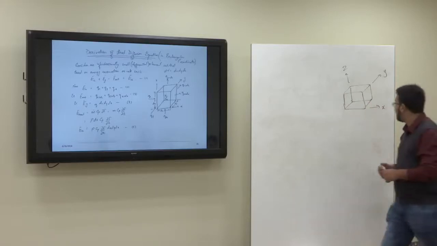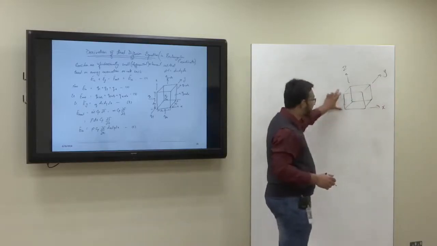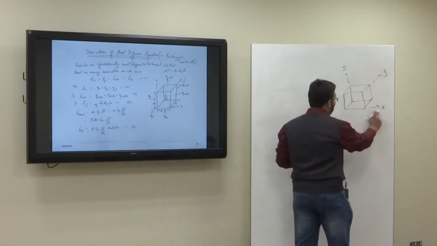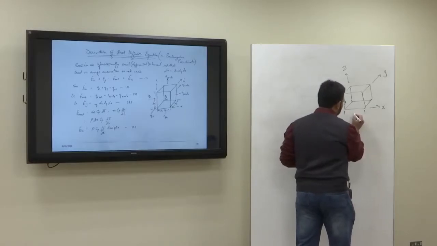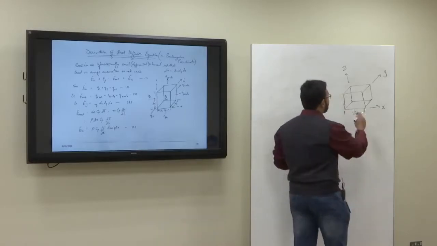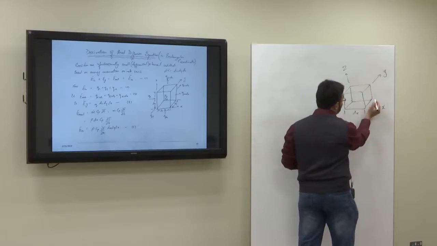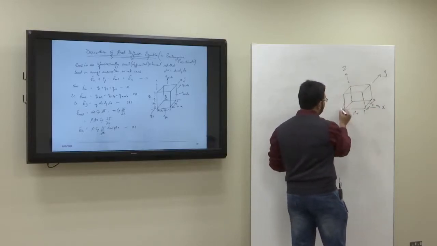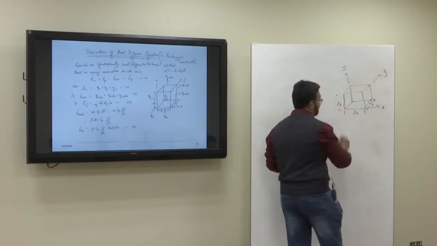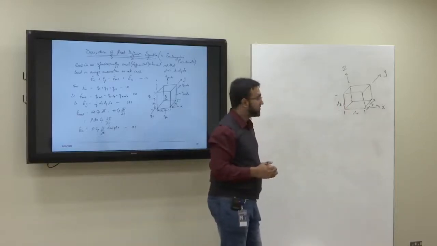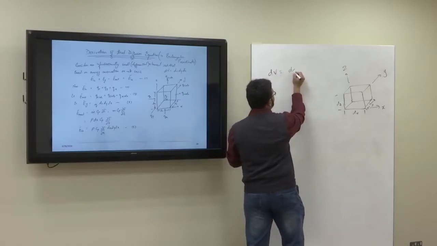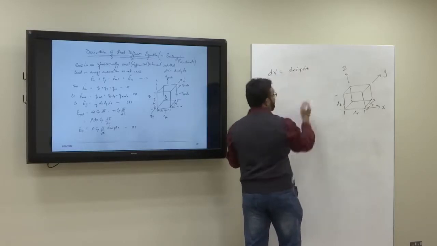Okay, so since this is a small cubical element we are considering, this is the x direction, so let's say this length is dx, and this is the y direction, so let's say this length is dy. And this is the z direction, so let's say this length is dz. So our volume is basically dV, a small differential volume, which is dx times dy times dz.